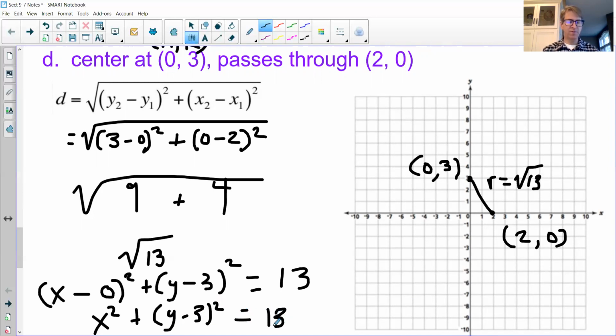So keep on the lookout for that type of question coming up, where you're given the center and you're given a point that it passes through, and you need to find the distance between the two using the distance formula.